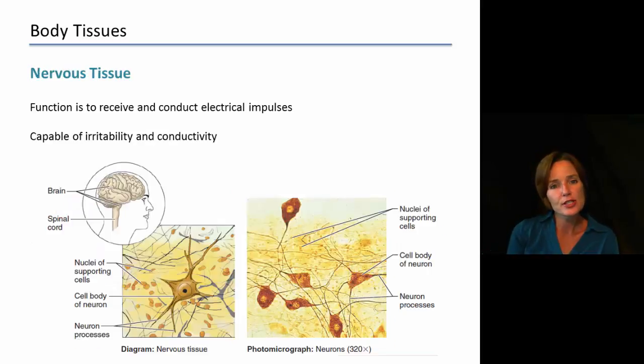Our last tissue type is nervous tissue. Nervous tissue has this big function in receiving and conducting electrical impulses, and the main point of that is to allow us to respond to things. In other words, nervous tissue is capable of irritability and then conductivity. So it can be stimulated and then it transmits that signal. Because of this, some of the cells are really long so that they can stretch over great distances and communicate a signal very, very fast.